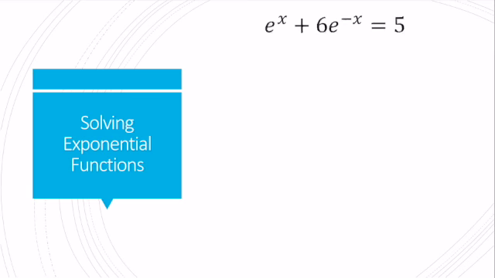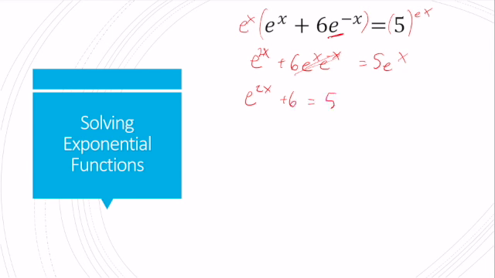Now, if I have e to the x plus 6 e to the negative x equals 5, I want to multiply both sides by e to the x in order to get this e to the negative x to cancel out. So I'm going to multiply both sides by e to the x. That gives me e to the 2x plus 6 e to the x, e to the negative x, equals 5 e to the x. These e to the x's are going to cancel out. So I have e to the 2x plus 6 equals 5 e to the x.